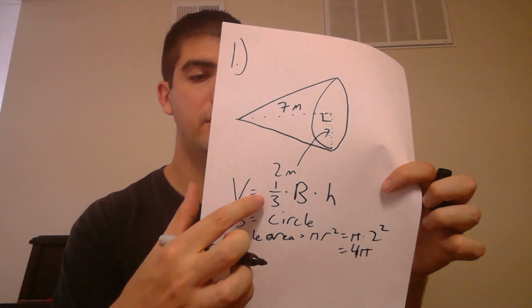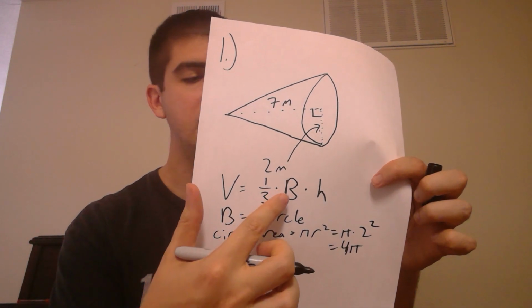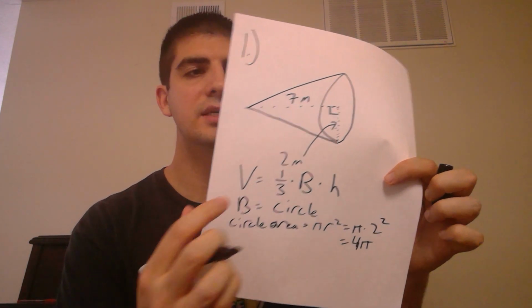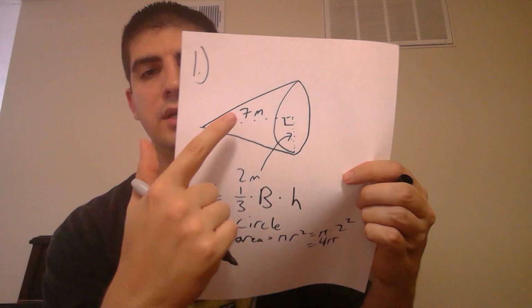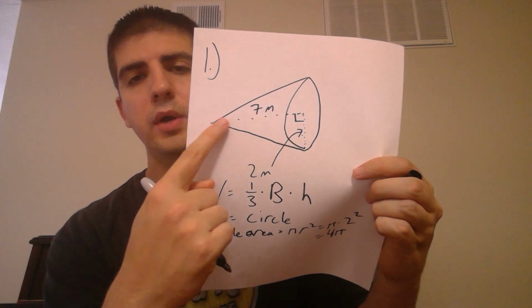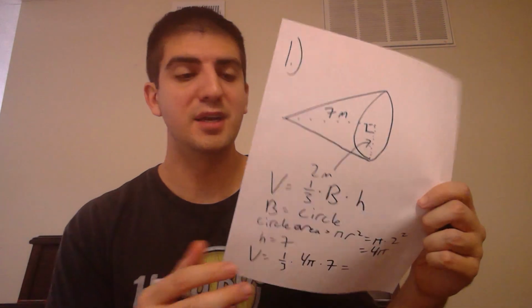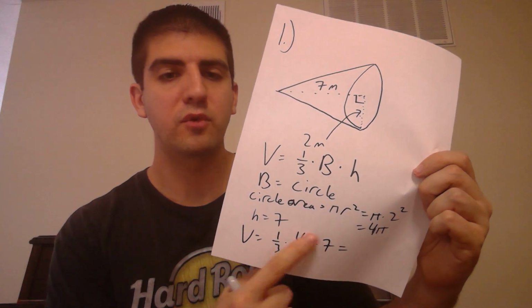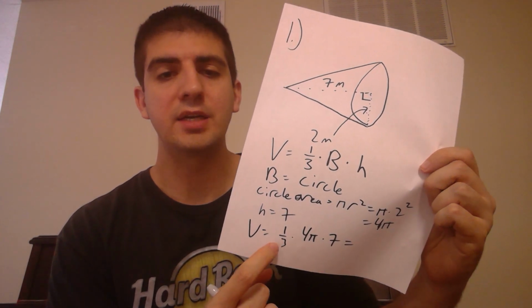The formula is 1/3 big B times H. We know the base is 4 pi. The height is the distance from the base to the very top of the shape. In this case, the height is going to be 7, because that's from the circle all the way to the pointy top. So H is 7. I've got big B and I've got H, so I'm just going to plug it into the formula. V equals 1/3 times 4 pi times 7. That actually is not going to reduce. I can multiply the numerators: 1 times 4 times 7 is 28. 28 is not divisible by 3, so I'm just going to leave it as 28 pi over 3.